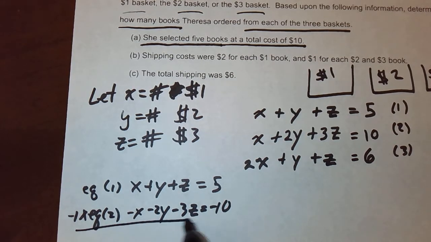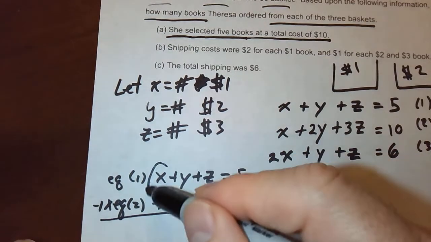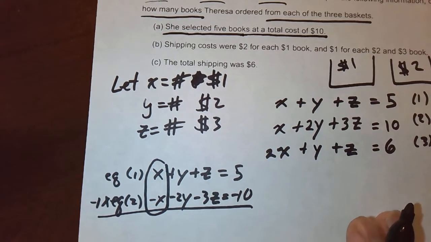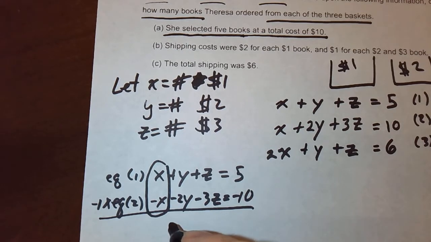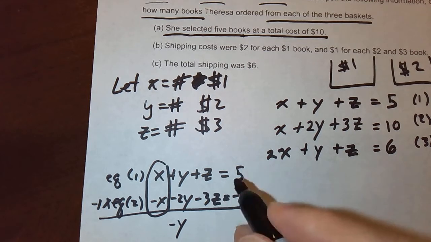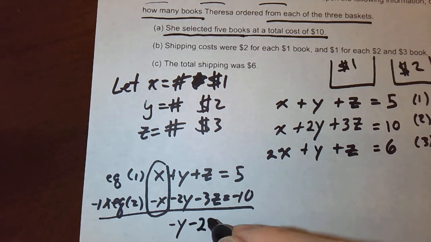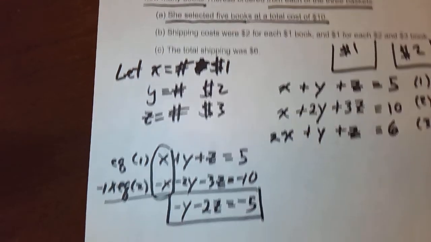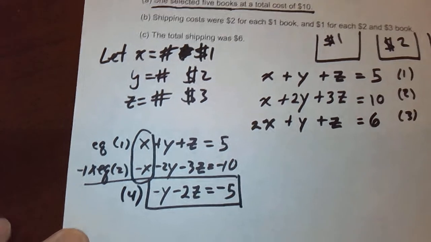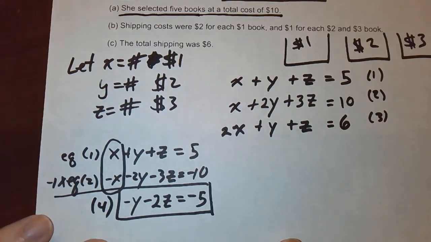So let's add them together, and this x variable disappears. When we add them together, we get a negative y, and then we get a z and a negative 3z, which would be a negative 2z equals -5. So as I've done before, we could call that equation number 4. It's a new equation.